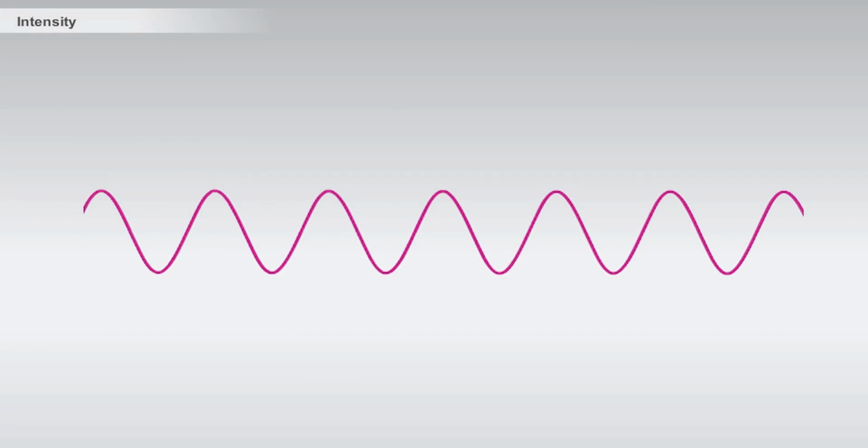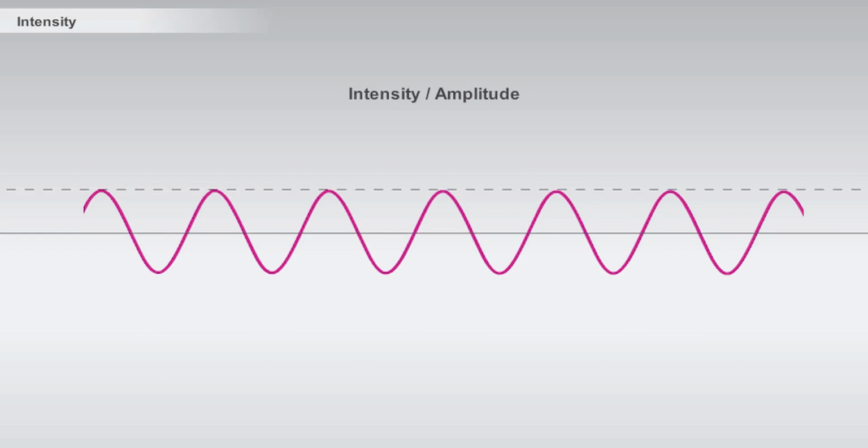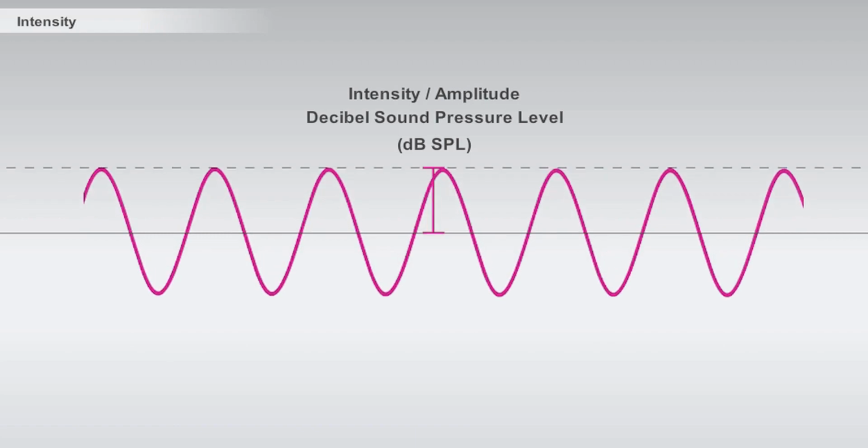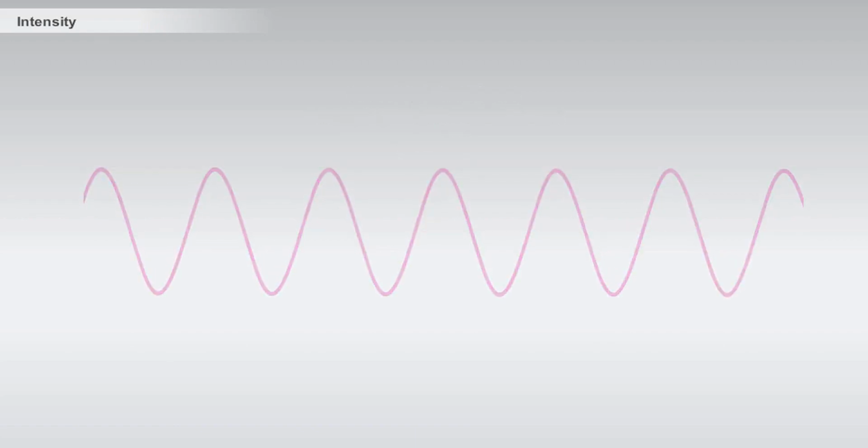The loudness of the sound is called intensity, or the amplitude. This describes the size of the sound wave. It is measured in decibel sound pressure level, abbreviated dB/SPL. A low dB/SPL value corresponds to a soft sound, while a high dB/SPL value corresponds to a loud sound.